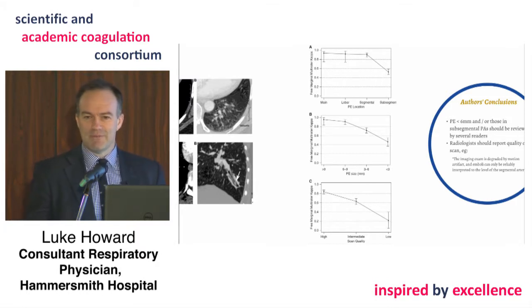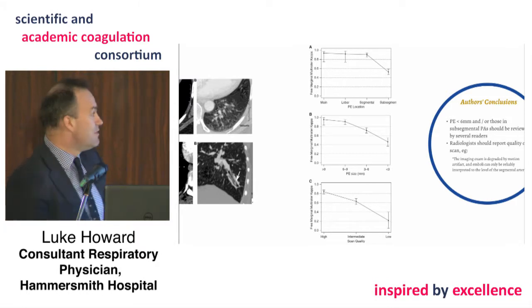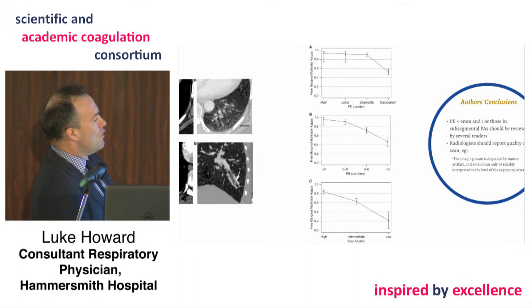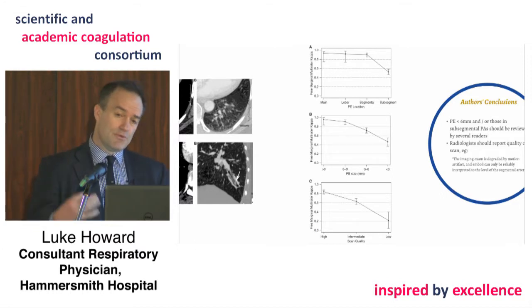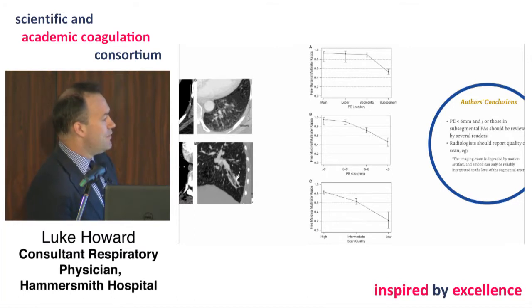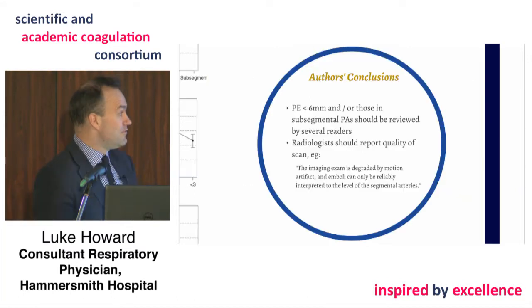I have no idea what it means. I think it's some kind of level of agreement. But what you can see is that as you go from segmental down to subsegmental, or as you go down to under 6 millimeters in the PE size, and as you go down to an intermediate or low quality scan, either in terms of breathing artifact or contrast timing, the level of agreement goes right down. So their conclusions were as follows.